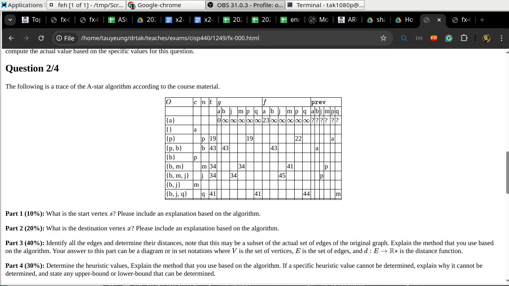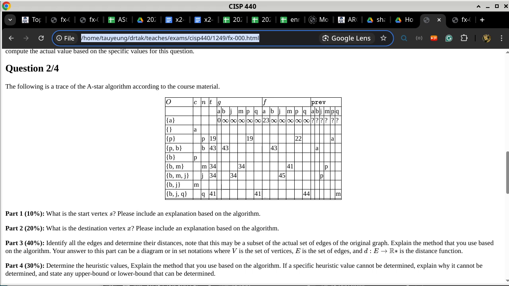All right, there are a few requests about the solution to question number 2 and question number 4. So we're going to start with number 2, part 1. The start vertex is what we use to initialize the set O, and we can see how it starts with vertex A. So we know vertex A is the start vertex.